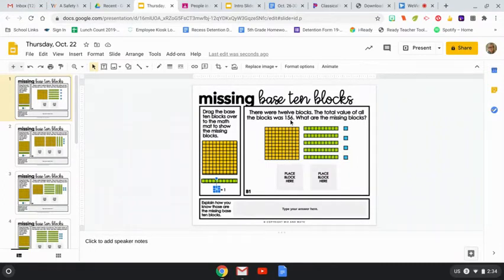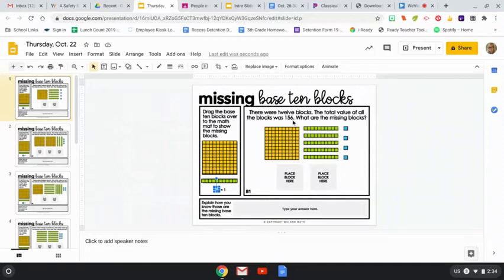So the next step I need to do is figure out what number I actually have here. Well, I have one flat, which stands for 100. I have 1, 2, 3, 4, 5, so I have 150. 1, 2, 3, 4, I have 154. That's the value of my place value blocks. Okay, I need to get to 156 by adding 2 more blocks.